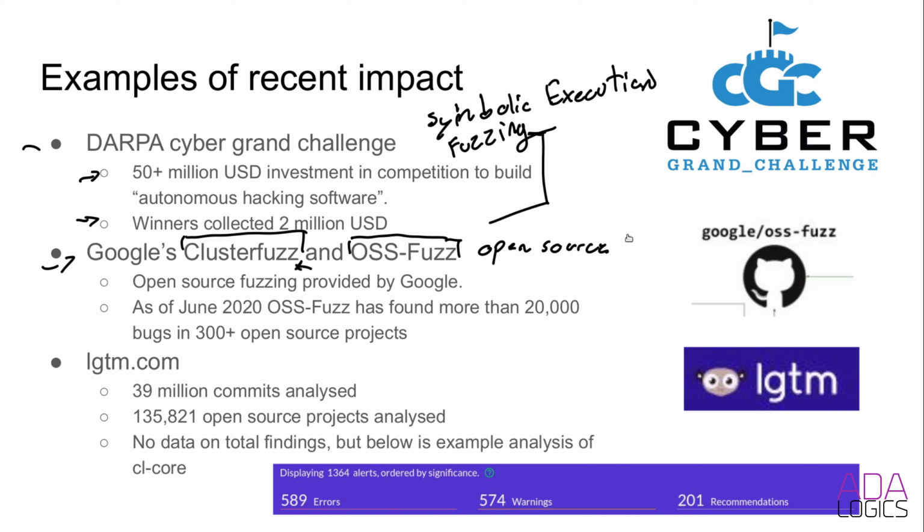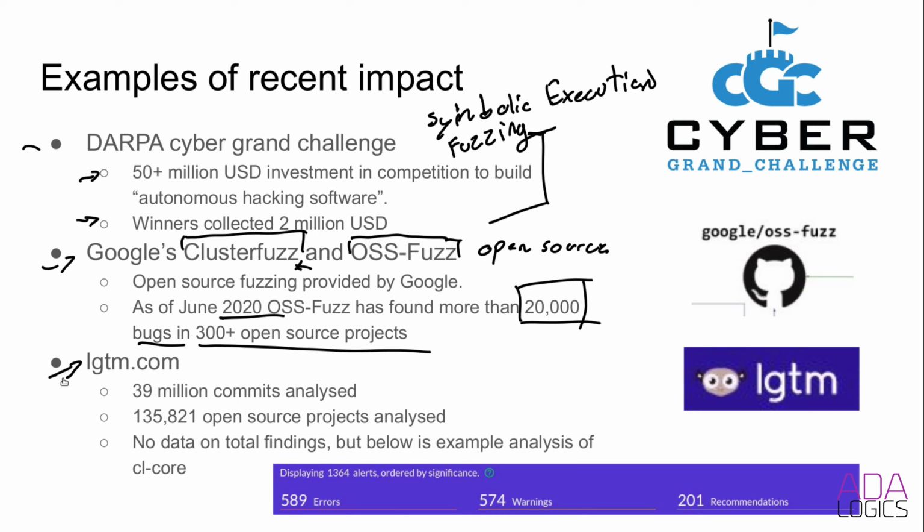As of June 2020, the OSSFuzz project has found more than 20,000 bugs in more than 300 open source projects. So 20,000 bugs is quite a high number. And the bugs range from having very little impact to being highly security critical. And they have found bugs in various major libraries, such as, for example, the Go Ethereum implementation and Golang itself.